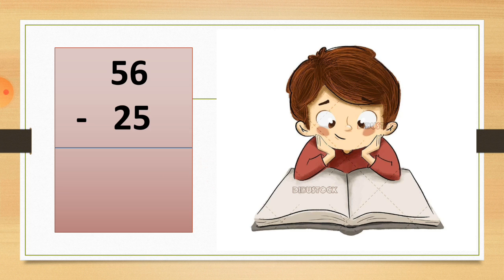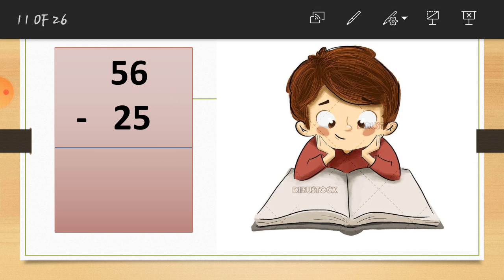Here is one more sum. Let's solve it. Here is a 2 digit sum. As we use the ones column first to add the numbers, here we take the ones column first to subtract the numbers. Here 6 and 5 is the ones column. So 6 minus 5 is equal to how much, students? 6 minus 5 is equal to 1.